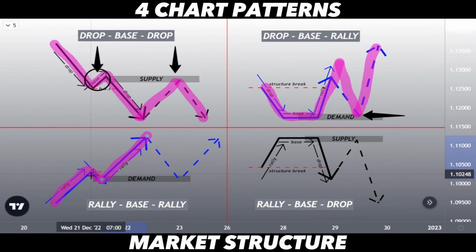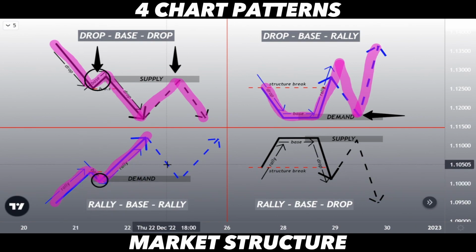Once this swing to the left gets broken, that confirms that that is our rally, base, rally. So once this swing to the left gets taken by the second rally, that's when the structure becomes rally, base, rally. Once we see that this pattern has formulated, all we need to do is identify where the demand zone is. The demand zone is typically within the base of the rally, base, rally chart pattern.